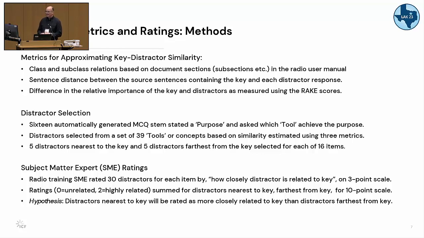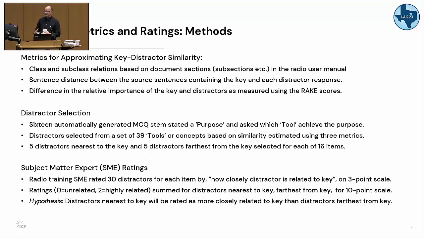There's one other thing I forgot to mention before. There were approximately 40 distractors that we were working from, 40 distractors for each key term, so for every key there was an approximately equal number of distractor candidates to select from. And the third approach was the difference in the relative importance of the key and the distractors as measured by the RAKE scores.